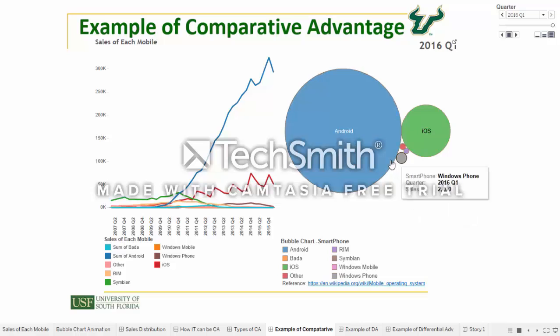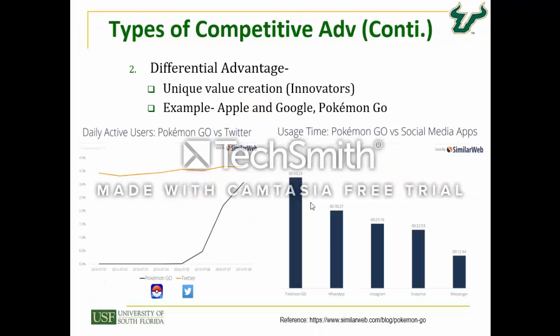The sales of Android increased at such a high level that other phones vanished by 2016. So I think you can only see Android, iPhone, and Windows as major players. Differential advantage refers to the unique value creation on products or services created by a firm. These firms are called innovators, who design future technologies and reshape the business. Companies like Google and Apple are innovators who lead the race.